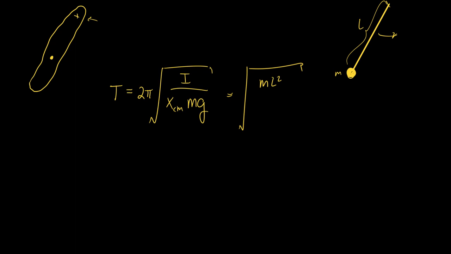What's the distance from the pivot point to the center of mass of my point mass? What happens? Can you do it? One of the L's cancels. That's a good one. That happens. What else cancels? Yeah. It's got to happen that way, right?